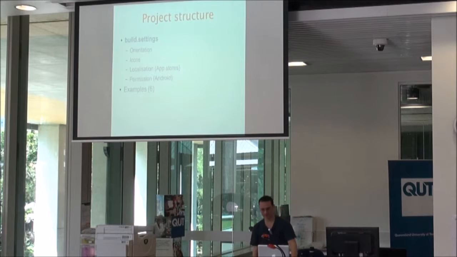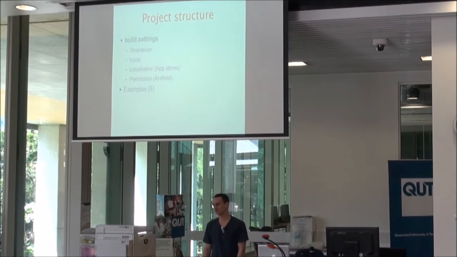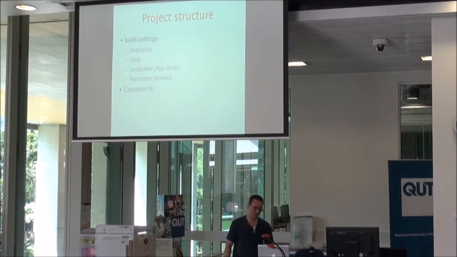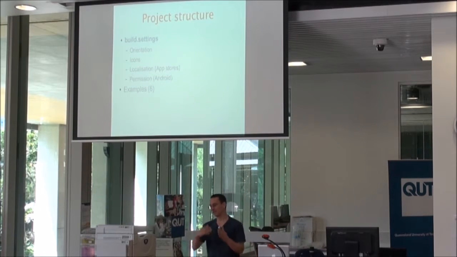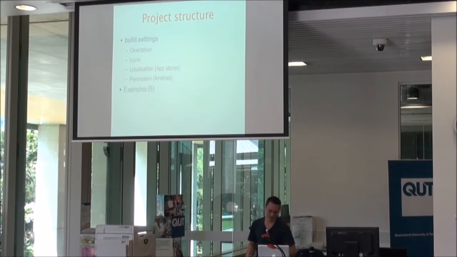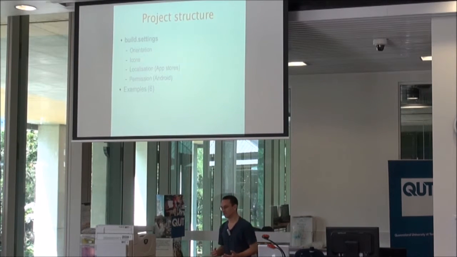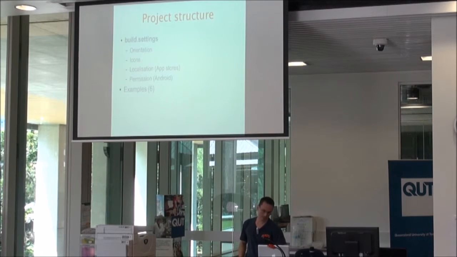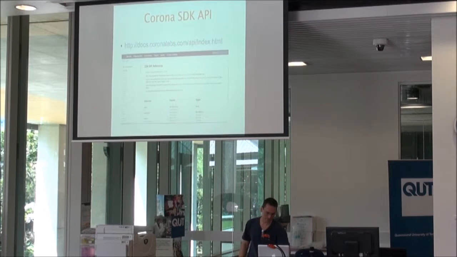The build settings allow you to specify the orientation of the device, landscape or portrait, and the icons have to follow the different naming conventions they have for different platforms. There's also localization, which languages you support, which is just for the App Store. And there are the permissions you will need for Android. If you want to use the internet or any other things, you have to specify them there.